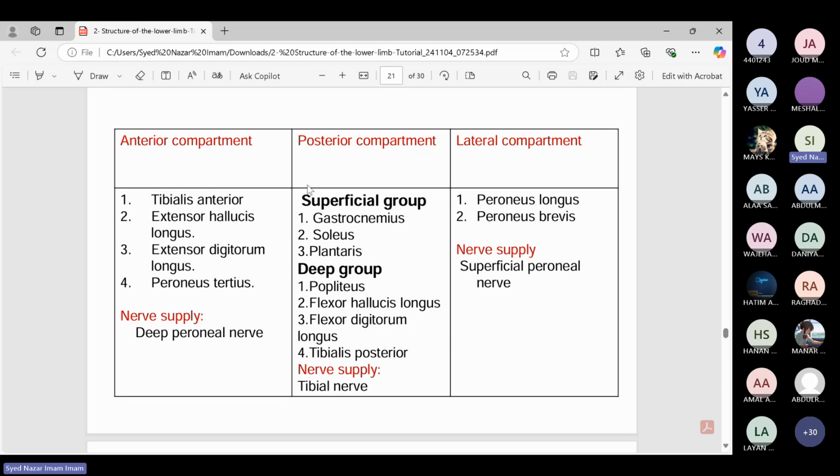So we have the anterior compartment, we have the posterior compartment, and then we have the lateral compartment. The lateral compartment takes origin from which bone? From the lateral bone, and that is the fibula. The muscles are the fibularis, one long, one short. We call them fibularis or peroneus longus and peroneus brevis. And what nerve do we have? We have the superficial peroneal nerve.